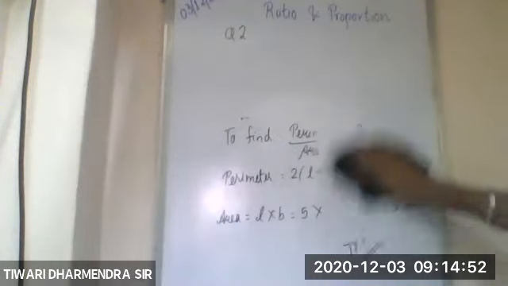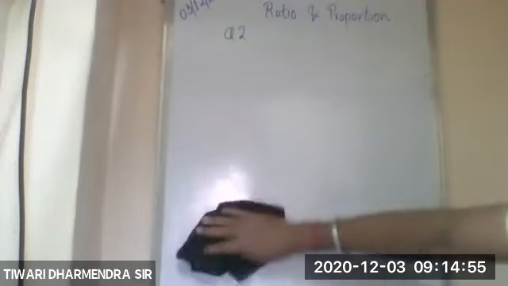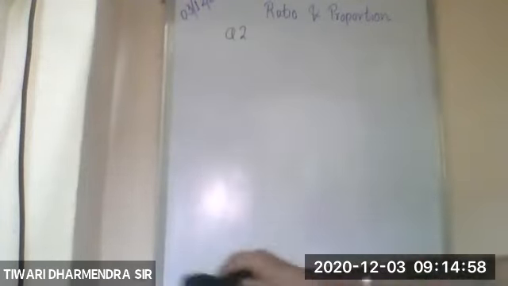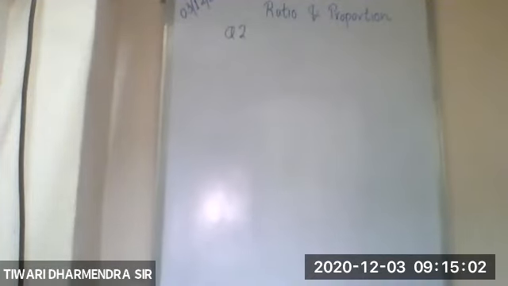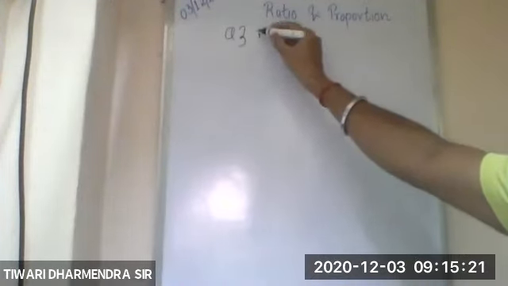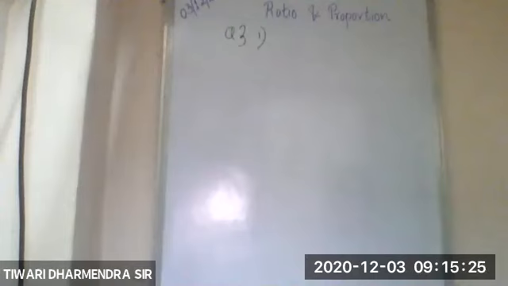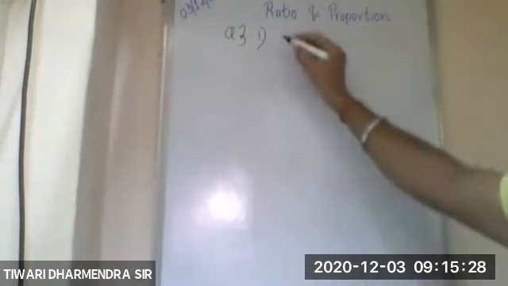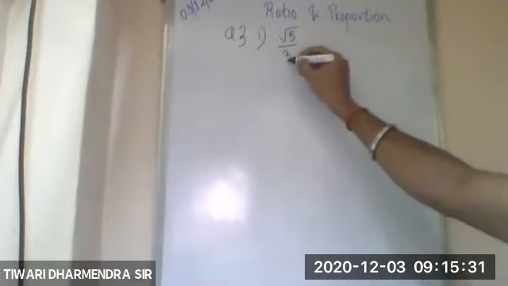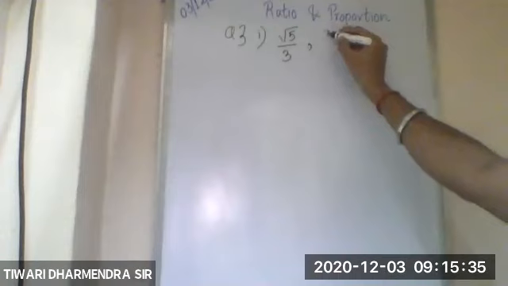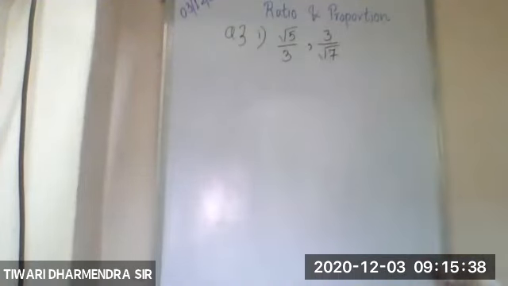That is question number 3. As we have solved a problem of this type today earlier, where we need to compare the given two ratios, whether they are greater than, less than, or equal to. So let's start with question number 3, first problem. Question number 3, first one: root 5 upon 3, comma, 3 upon root 7. We need to compare this.